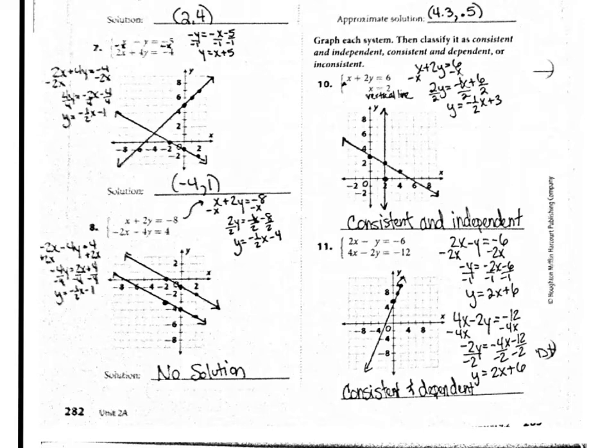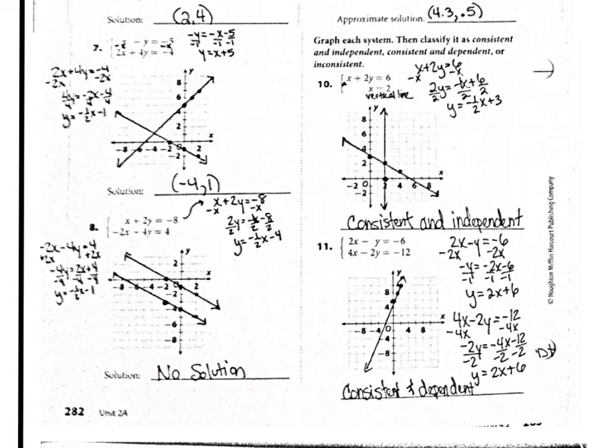Number 8, the lines were negative 1/2 x minus 1 and negative 1/2 x minus 4. If you think back to your warm-up, you probably should have been able to notice, hey, same slope, but different y-intercepts, which means they're not the same line. They're not going to cross. So parallel lines, which is no solution.